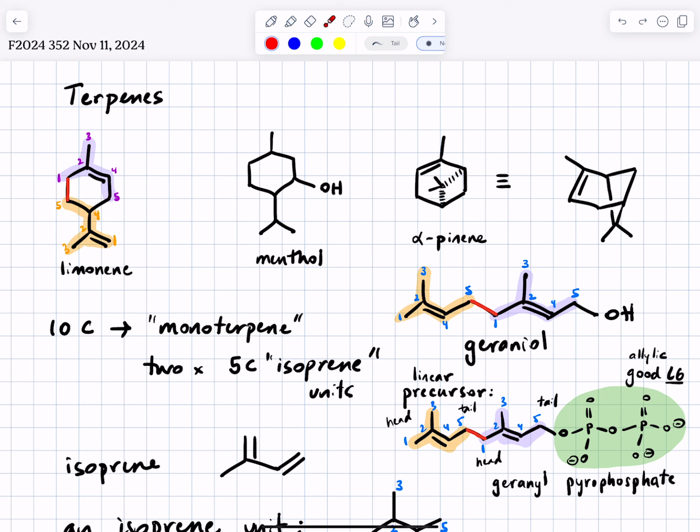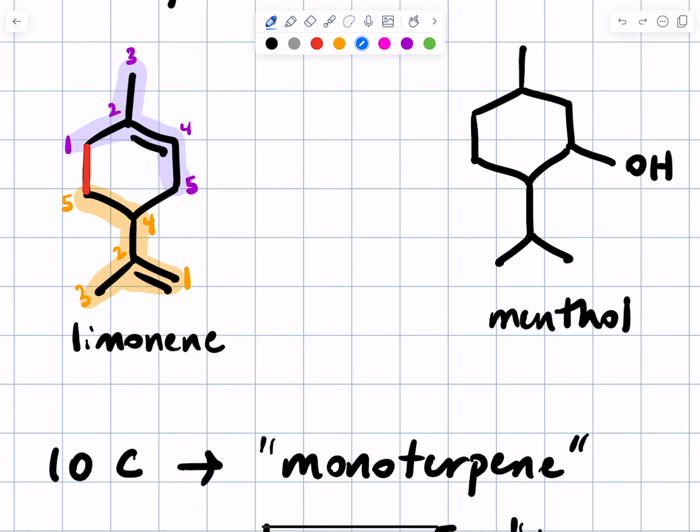However, this bond between purple 5 and orange 4, that's not usually in the starting material. So if I were going to try to draw a mechanism for how limonene forms, I would need to account for this bond in blue that's not normally in the linear precursor. Does that make sense? So I'm using isoprene units to get a sense for, if I were to draw a mechanism for this molecule's formation, what bonds do I not have to worry about versus what bonds do I need to worry about?